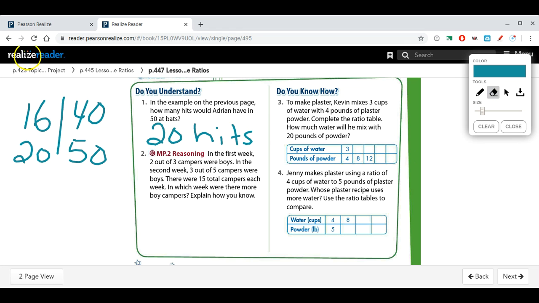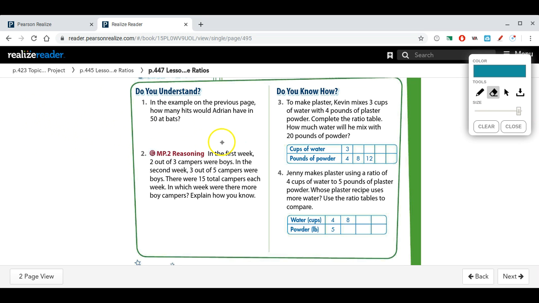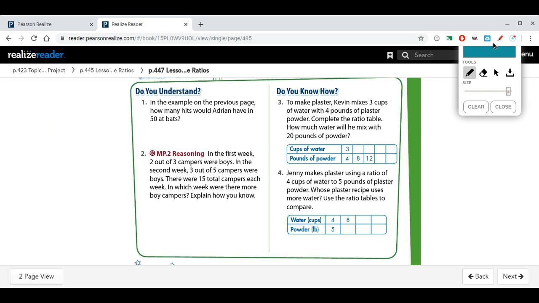So what we're going to do is go ahead and make a table. When I make my table, I'm going to do my table for the two different ratios. The first ratio I'm going to do is for 2 to 3. So let me bring this back. So I have 2 to 3.